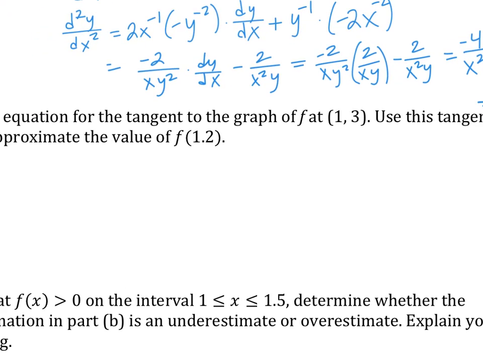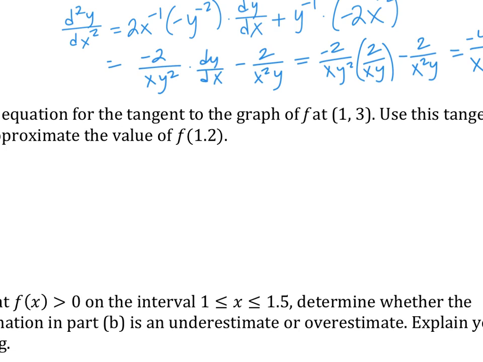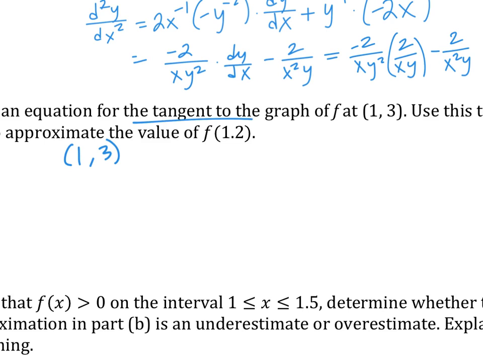Next, write an equation for the tangent to the graph at (1, 3). Use this tangent line to approximate the value of f(1.2). All right, another thing you have to remember from first semester, linear approximation. So, tangent line to the graph. What are the two things you need for a tangent line? Slope and position? Yes, slope and position, or slope and a point. Okay, so we need a point, which is (1, 3). We need the slope at that point, which is f prime at 1.